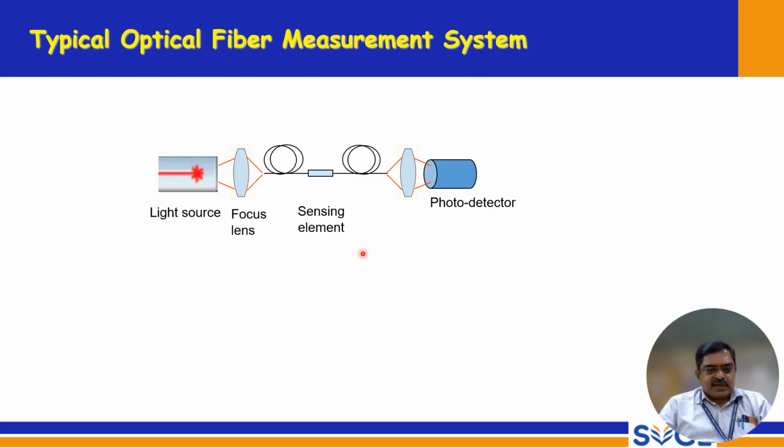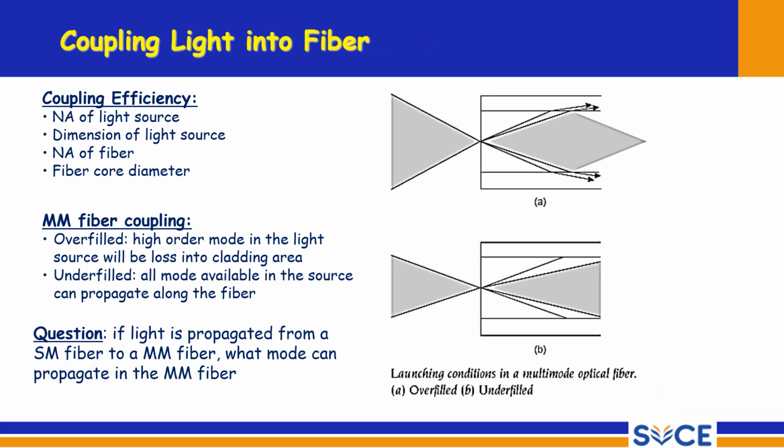And this is the diagram of a typical optical fiber measurement system. So this is the light source. It passes through the focus lens, and we have a sensing element, and fringes are formed between the sensing element and the lens. A lens is placed on either side of this sensing element, and finally we have the photo detector. So this is the typical arrangement of an optical fiber measurement system.